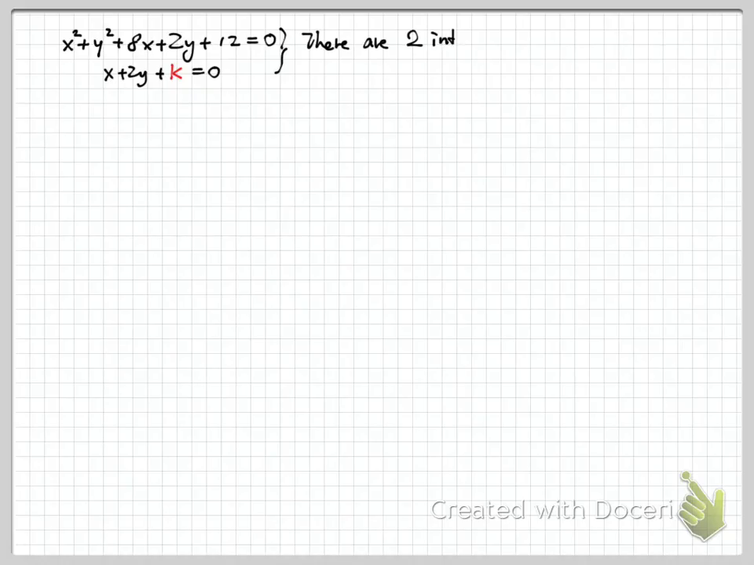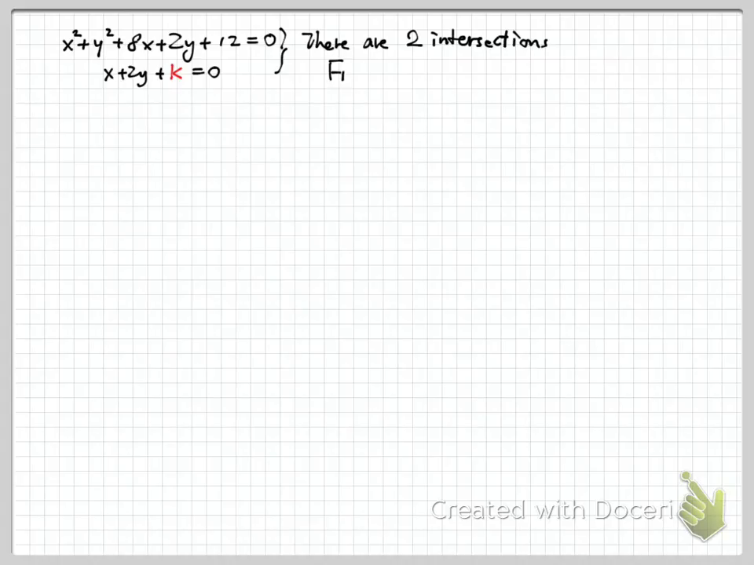We have x squared plus y squared plus 8x plus 2y plus 12 equals 0. So this is one circle. And then we have a straight line, x plus 2y plus k equals 0. Unfortunately, there is an unknown constant k in here. I don't know what k is. But I do know that there are two intersection points. The circle and the straight line intersect at 2 points.